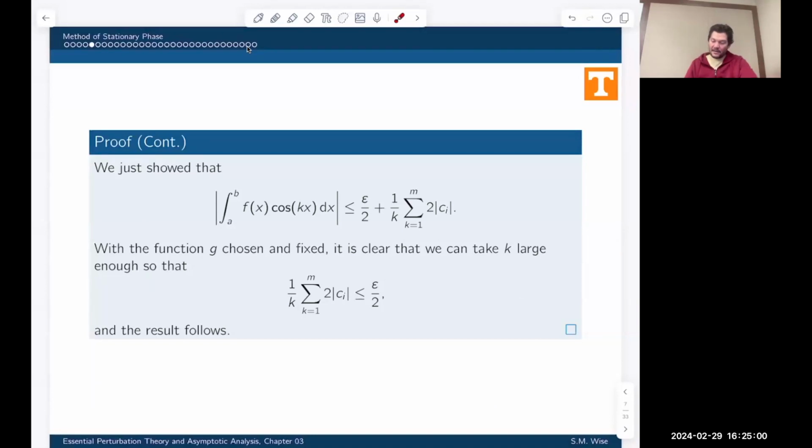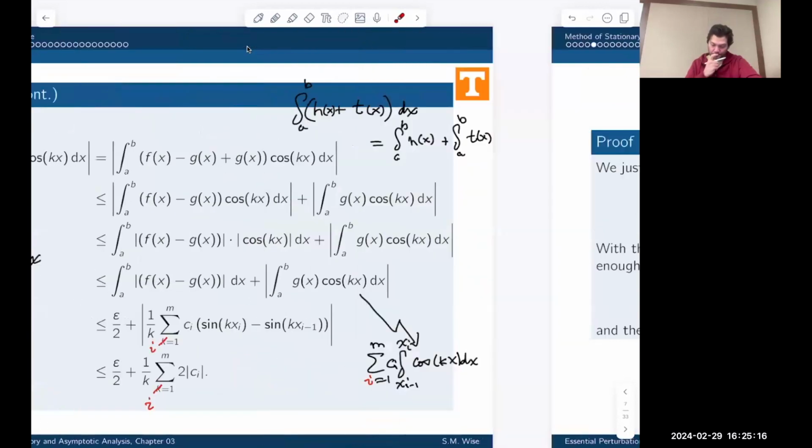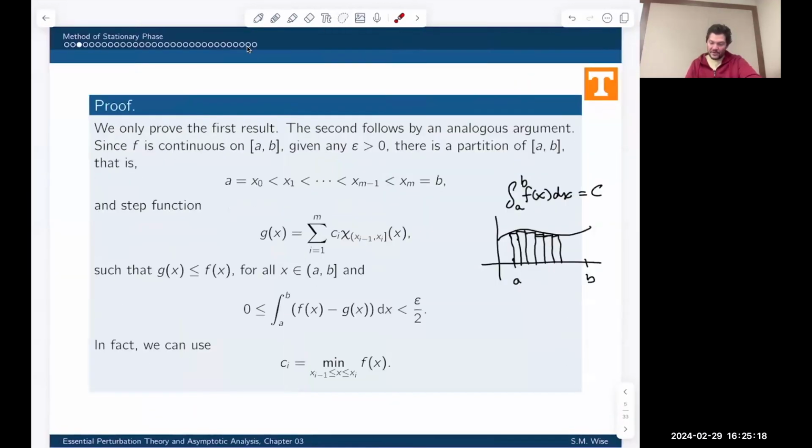Now, I can take k large enough so that this guy becomes small, less than epsilon over 2, because I fixed my partition whenever I chose the epsilon here. So the partition only depends on the size of the epsilon that I want. It doesn't care about k. It's only chosen to make this small.